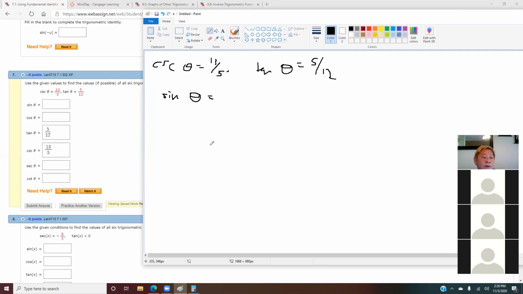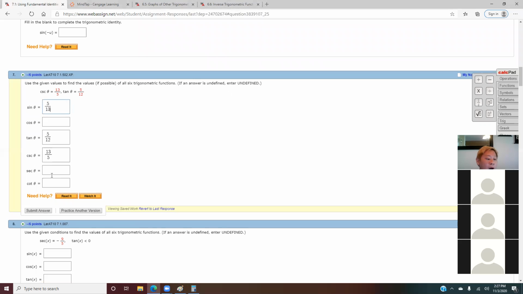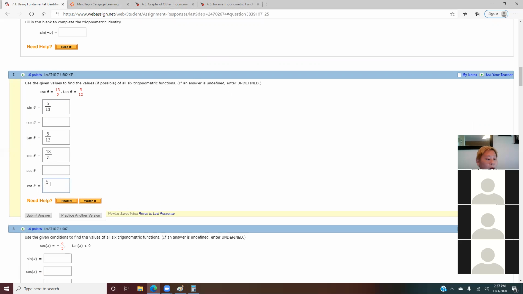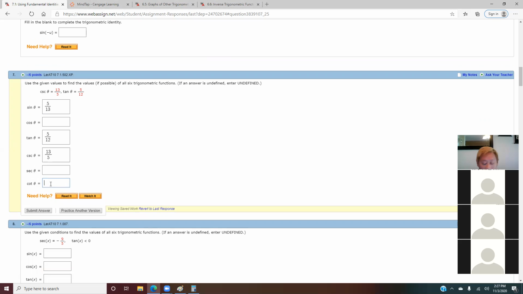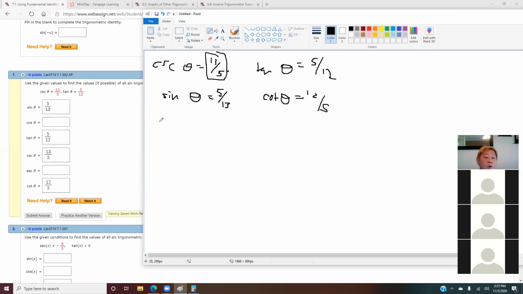Sine theta is the reciprocal of which one? Of cosecant. And we know cosecant is 13 over 5. And can you tell me what's the reciprocal of tangent? Cotangent, so 12 over 5. These are pretty straightforward. So we got the sine, which is 5 over 13, and we got the cotangent, which is 12 over 5. So my question to you now is, how do you figure out cosine theta?